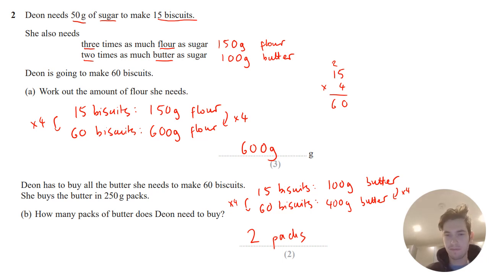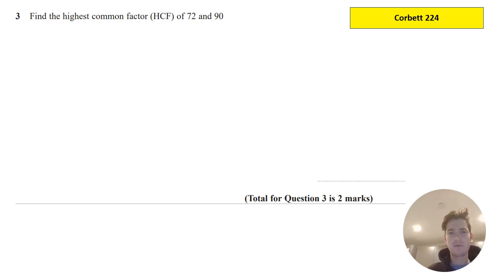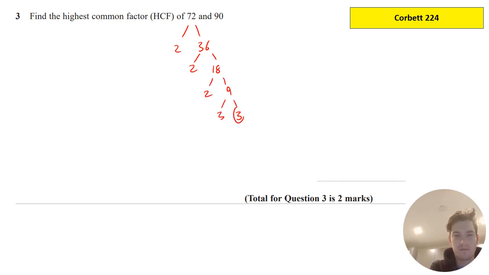Question 3. Find the highest common factor of 72 and 90. So there are two ways of doing this. I could list out all the factors, but actually I'm not going to do that because I might miss one of them. So I'm going to do this with prime factor trees, which I know that you're very comfortable doing. So I'm going to do it very quickly. And then 90, I'll do that here. So I'll just do 9 times 10, 3 times 3.